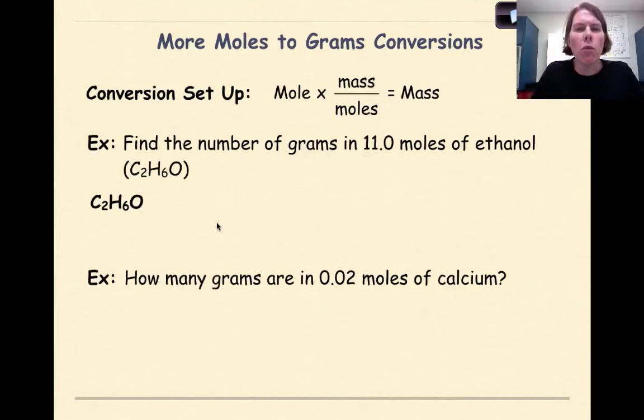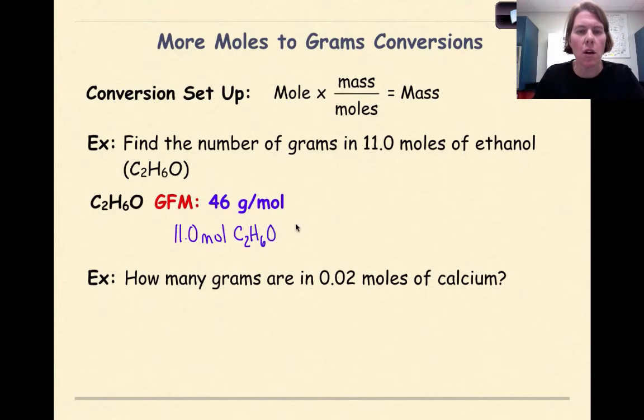Let's look at more mole to gram conversions. So find the number of grams in 11 moles of ethanol. And here's our formula for ethanol right here, C2H6O. And the gram formula mass for ethanol is 46 grams per 1 mole. So we're going to start out by writing out our given, 11.0 moles of ethanol, C2H6O, multiplication sign and a line.